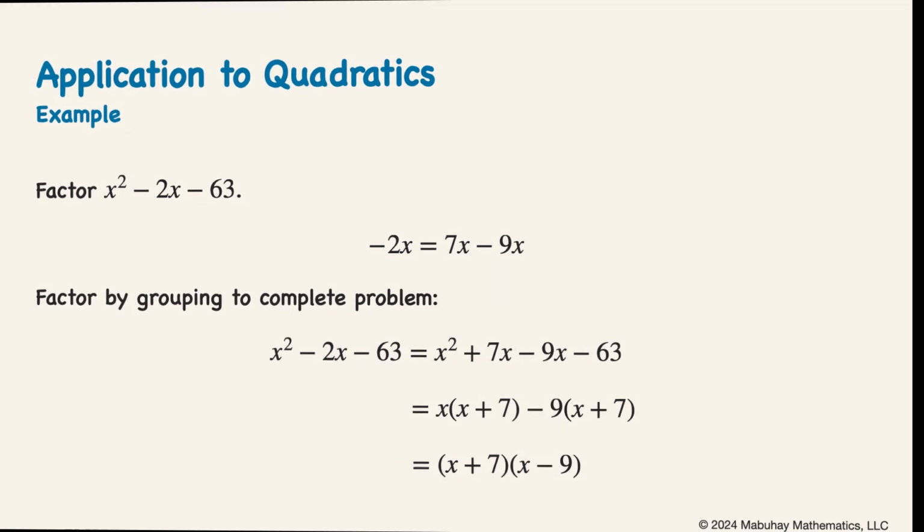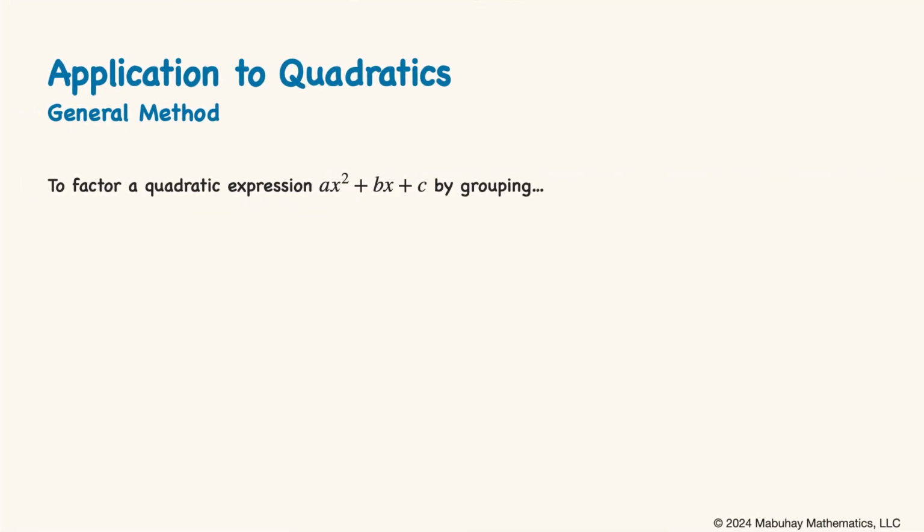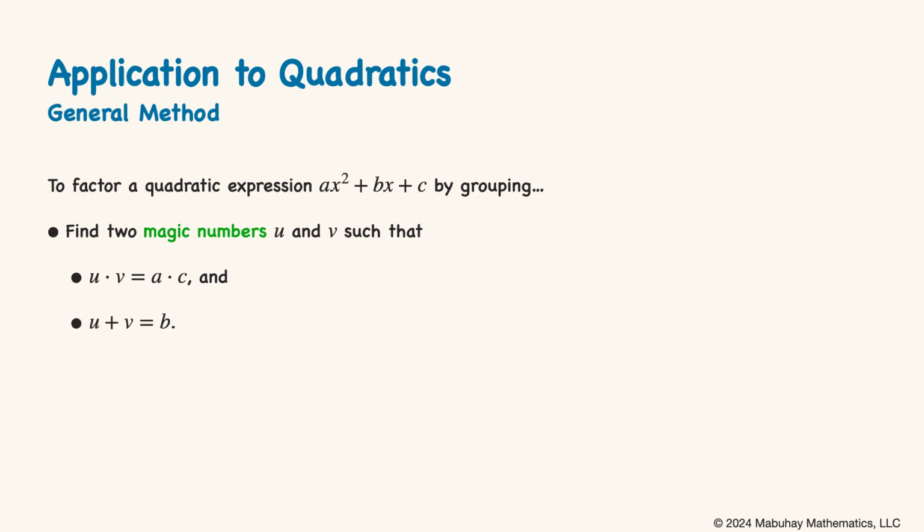Awesome, so let's summarize this technique. If we want to factor a quadratic by grouping, it's only going to work if these magic numbers exist. Okay, so we have to be able to identify magic numbers u and v where the product of the magic numbers matches the product of the leading coefficient with the constant term, and the sum of the magic numbers matches the coefficient of the linear term. As long as those magic numbers exist, you can use this grouping approach for your quadratic.